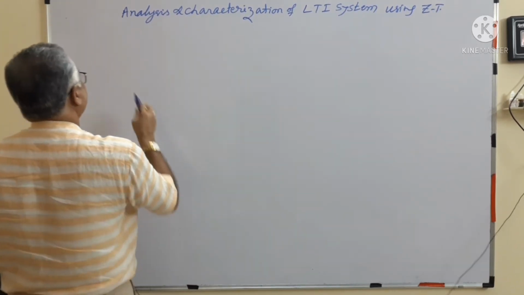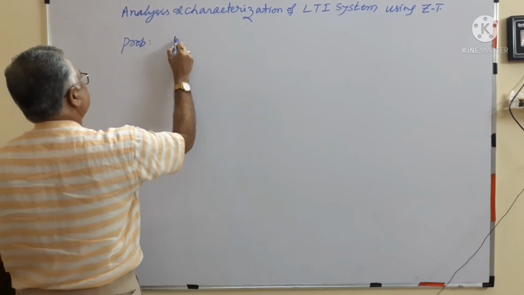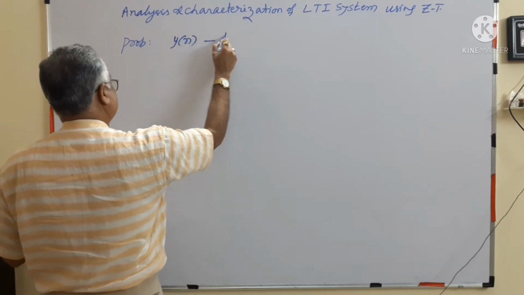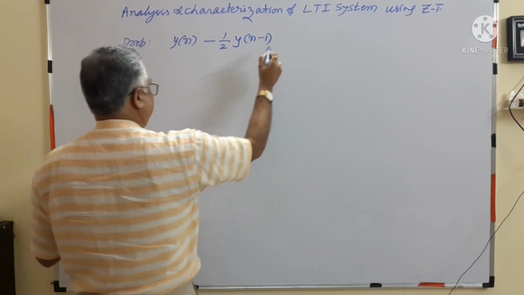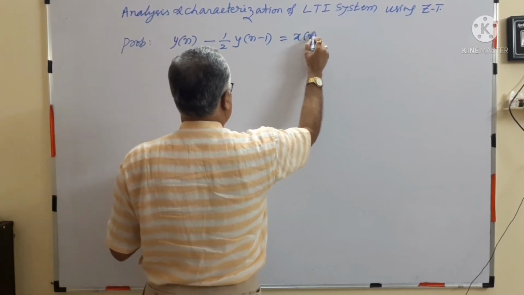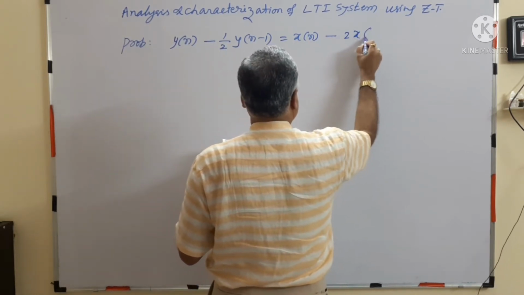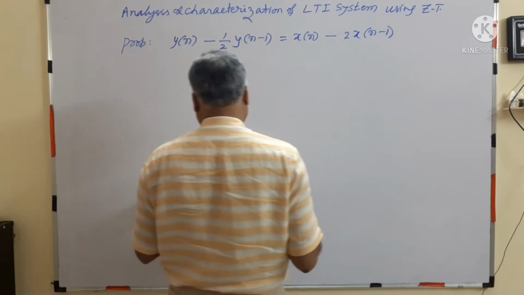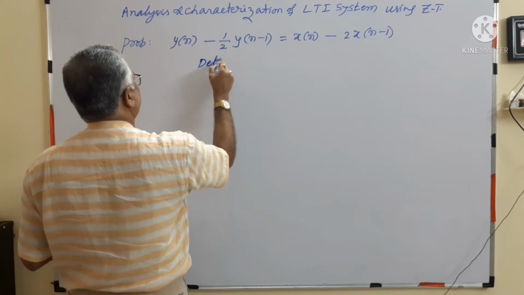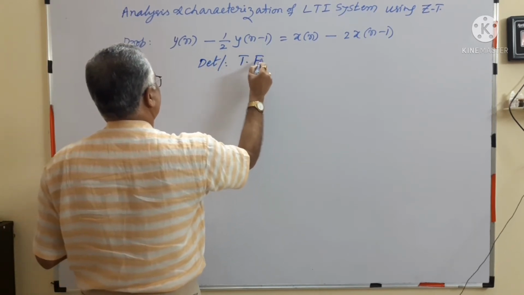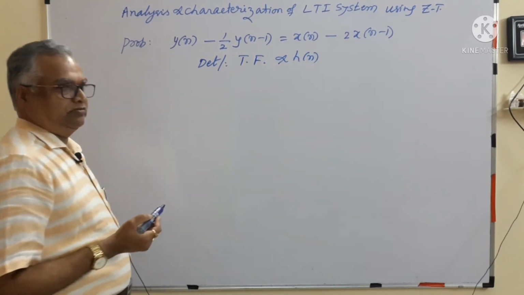So one example, I am taking a difference equation: y of n minus 1 by 2 y of n minus 1 is equal to x of n minus 2 x of n minus 1. Determine transfer function and h of n. h of n is nothing but impulse response.